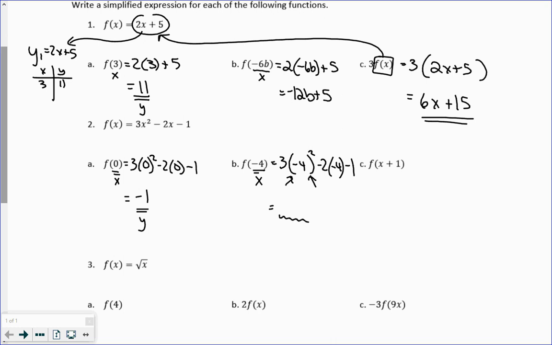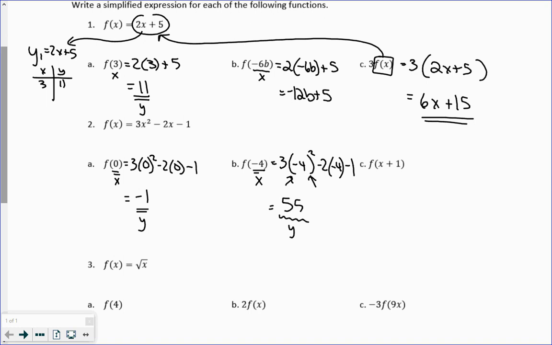Now, f of x plus 1, actually, hold on, I just need to grab my calculator here to calculate that one out. So we've got 3 times negative 4 squared, or in other words, 3 times 16, minus 2 times negative 4, minus 1, and you get out 55. So again, when the x value is negative 4, the y value is 55.